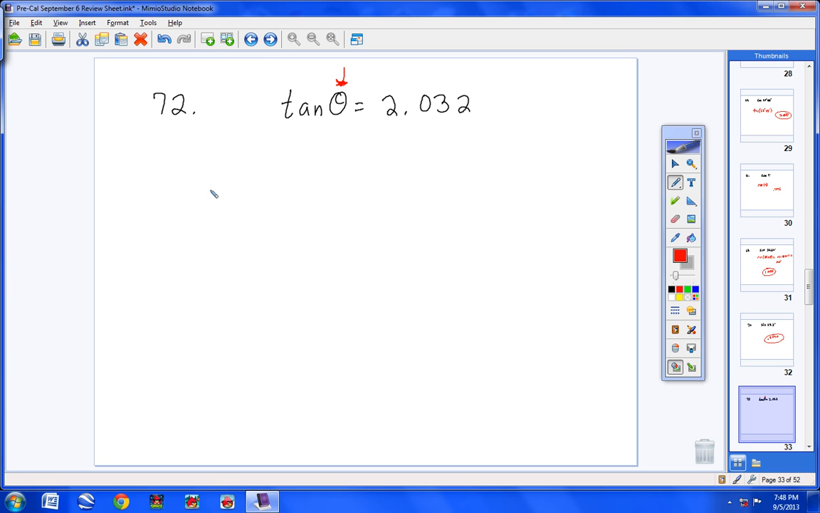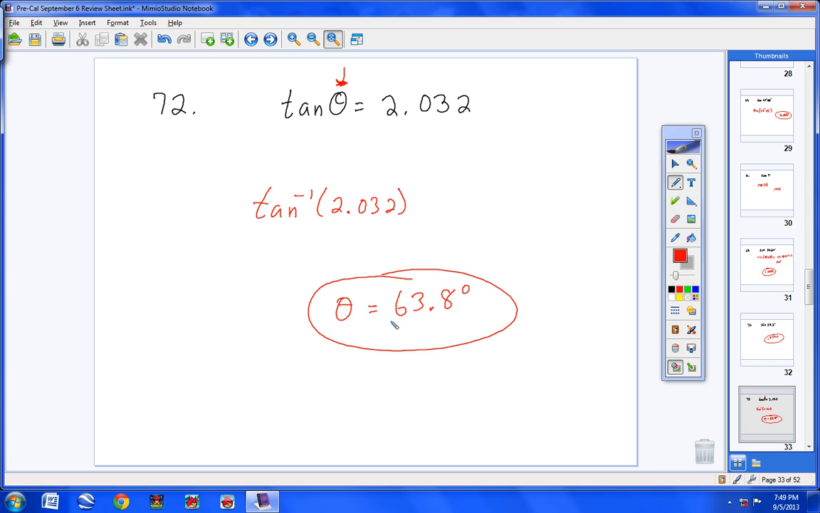So with your calculator, hit second tangent, and when you do that, this should pop up on your screen. Tangent of -1 with a parentheses. And then in that parentheses, you're going to type 2.032. And then hit enter, and you should get 63.8 degrees. So theta equals 63.8. In other words, when you take the tangent of 63.8, you should get 2.032 or something close to that, because this is a rounded answer.